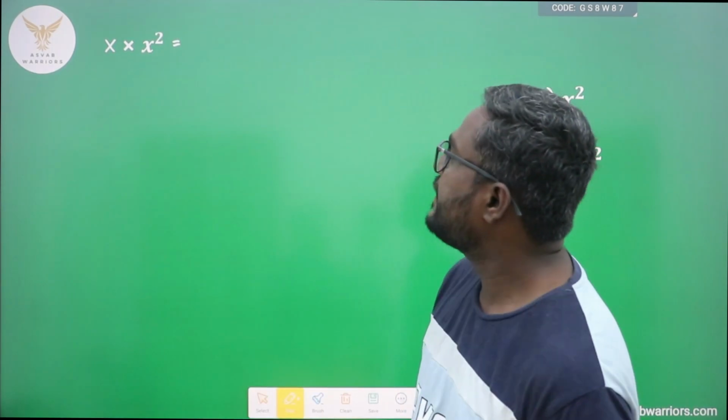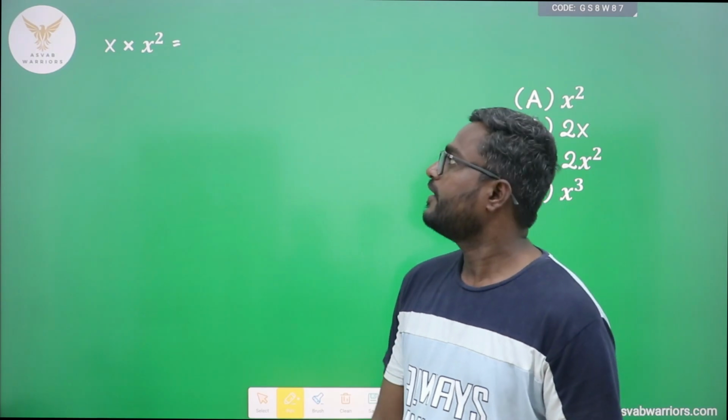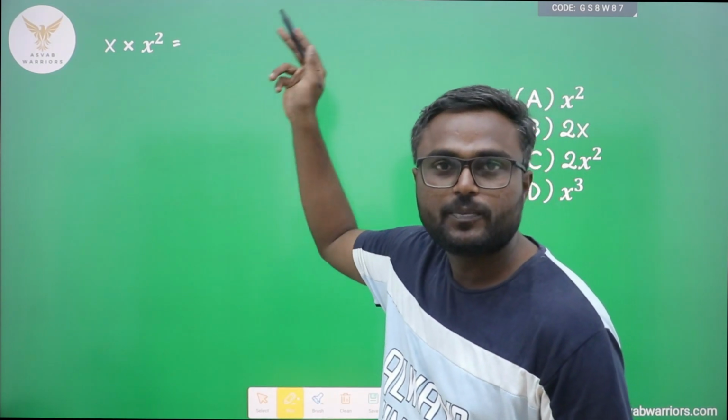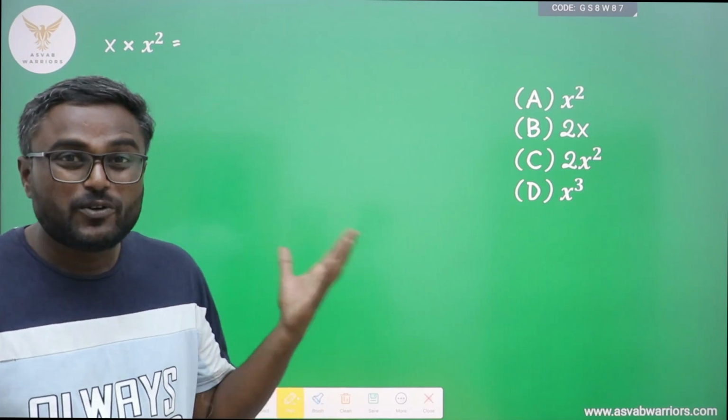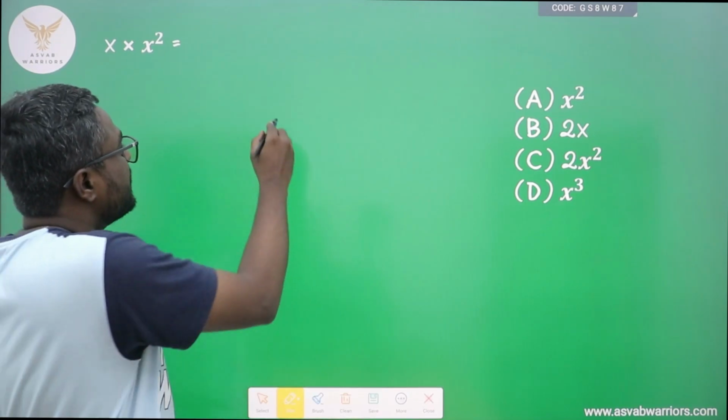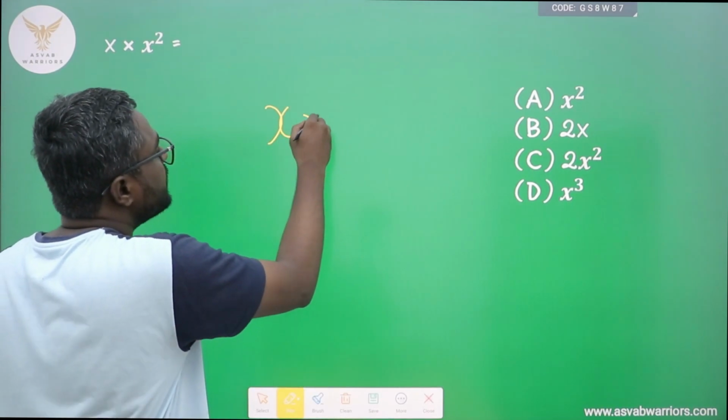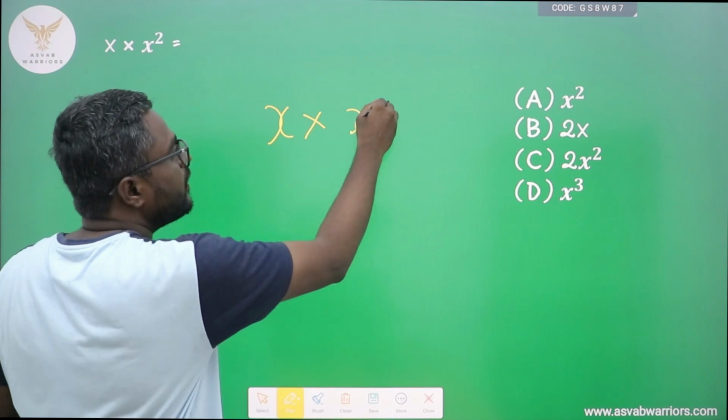Now, what does the next question say? x times x to the power 2. Oh ho ho. So there are no numbers given over here. They are just simply saying x times x to the power 2.